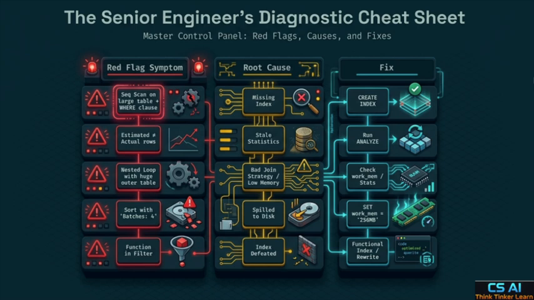Here's your senior engineer diagnostic cheat sheet. If you see a sequential scan on a large table, you're missing an index. If estimates don't match reality, your stats are stale. If you see batches greater than 4 on a sort, you're spilling to the disk. Memorize these red flags to move from guessing to surgical fixing.